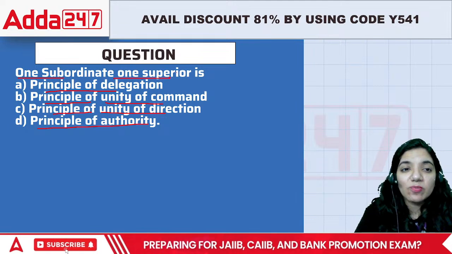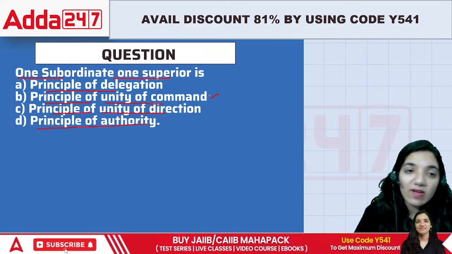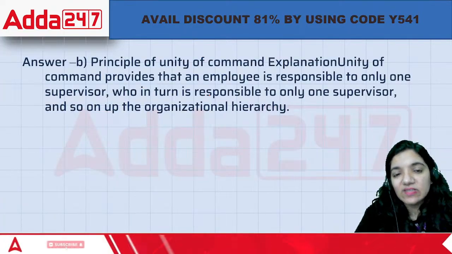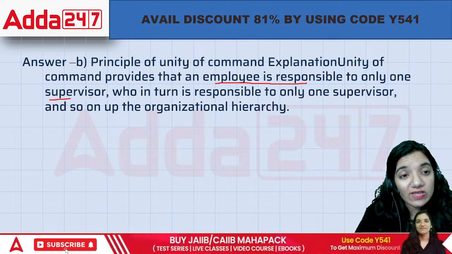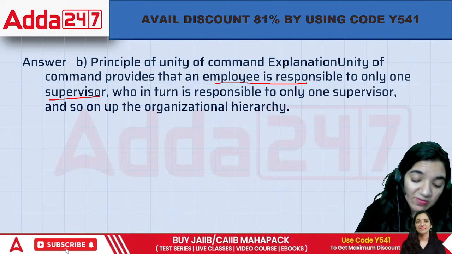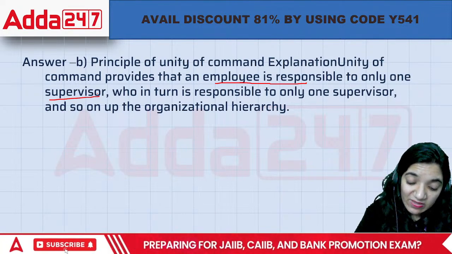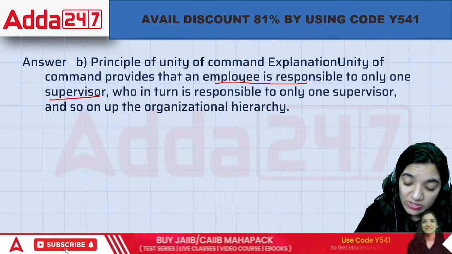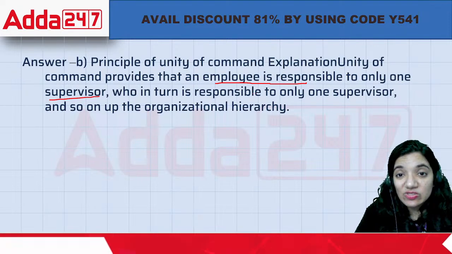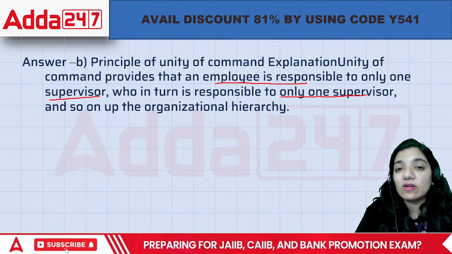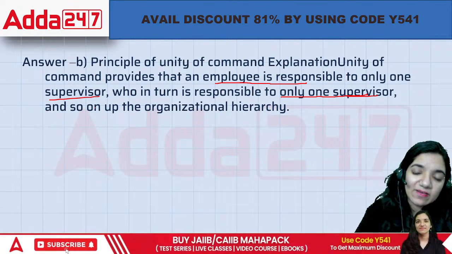In terms of one subordinate, one superior is basically unity of command. One particular person handles the other person, that is way better. So unity of command means an employee is responsible to his supervisor only. He's not accountable to multiple people, because if he's accountable to multiple people, he'll end up being extremely confused what he should do, how he should work, and what should be done. That is not possible now. So who in turn is responsible to only one supervisor and so on is basically defined here.